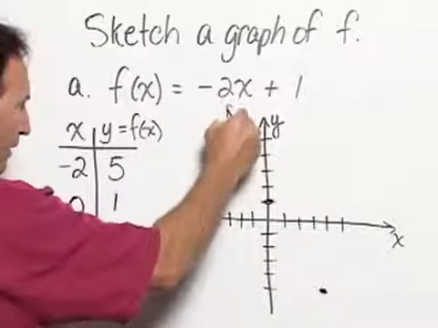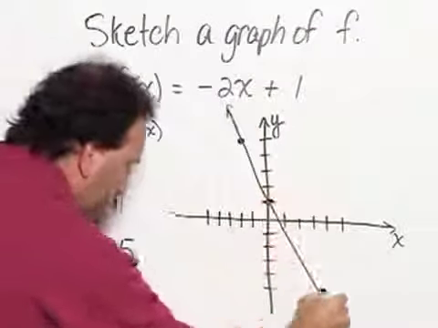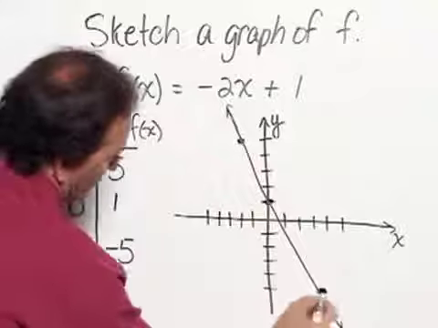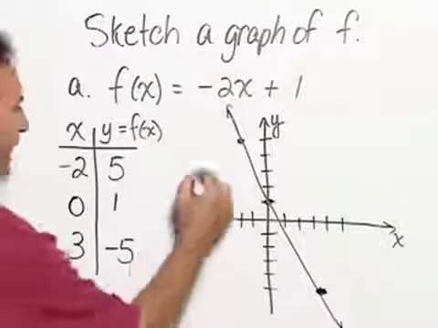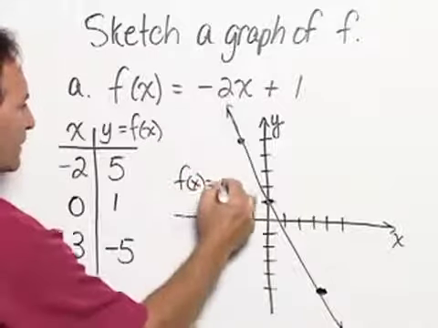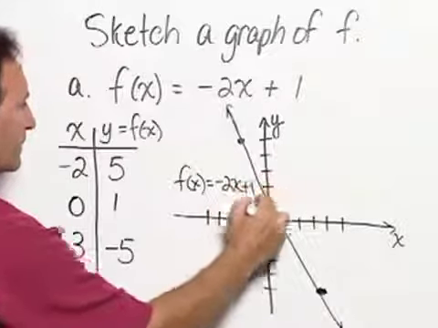And now we draw what should be a straight line going through those points. So a little bit off there, but this is the graph of f of x equals negative 2x plus 1.